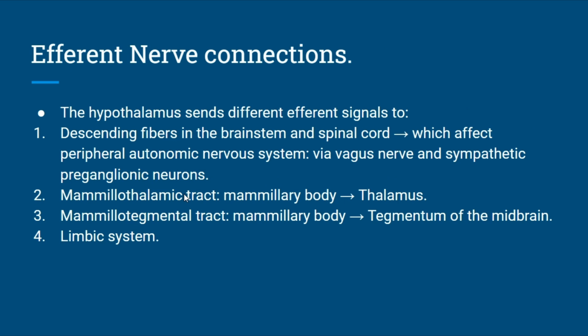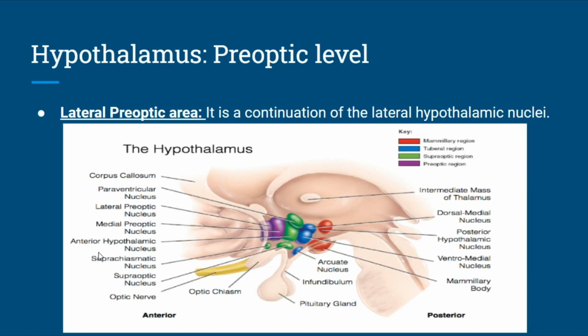But before that, the hypothalamus sends different efferent signals to descending fibers in the brainstem and spinal cord, and that affects the peripheral autonomic nervous system via the vagus nerve and sympathetic preganglionic neurons. We have a mammillothalamic tract, which goes from the mammillary body to the thalamus, and then we have the tegmental tract, which goes from the mammillary bodies to the tegmentum of the midbrain. And number four, the efferent nerve connections include the limbic system.